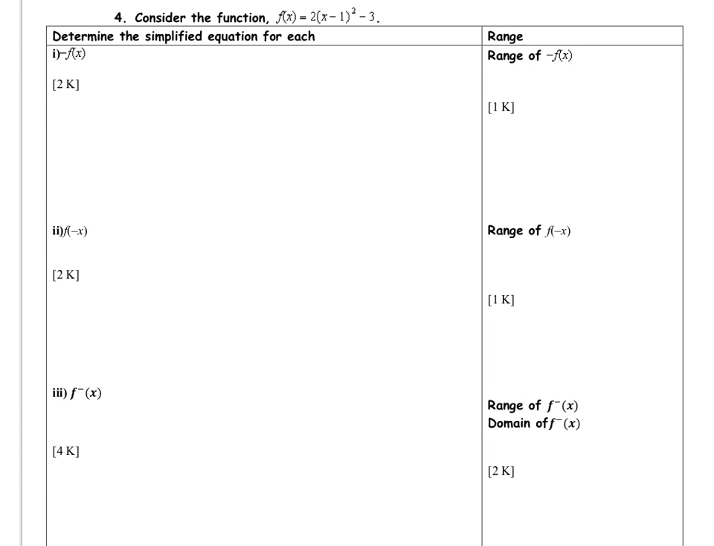The next question, we have a function f of x is equal to 2 times x minus 1 squared minus 3. We are supposed to find the minus f of x, part I. So this means that I multiply f of x by negative 1, so I get minus f of x is equal to negative 2 times x minus 1 squared. Negative times negative 3 gives me plus 3. So that's my first one.